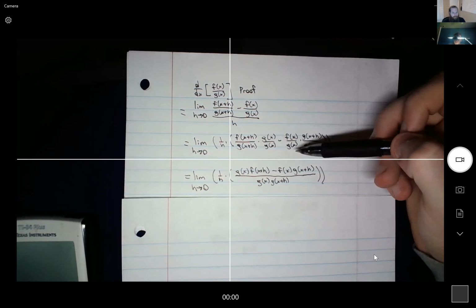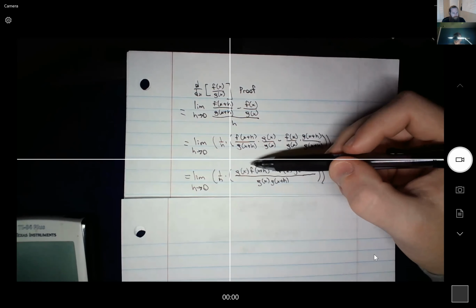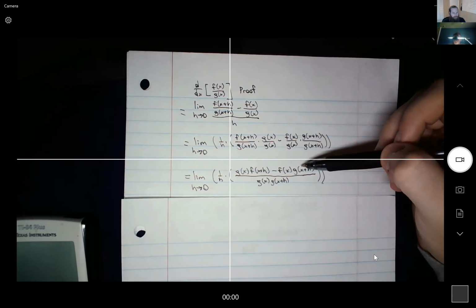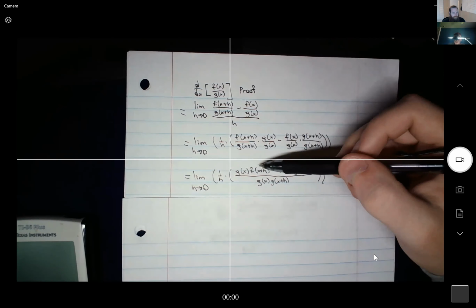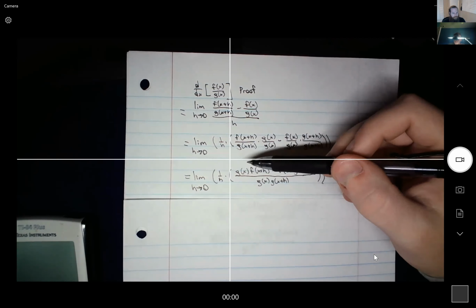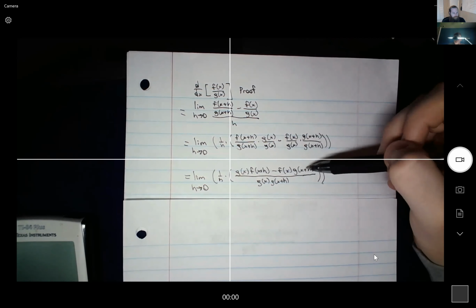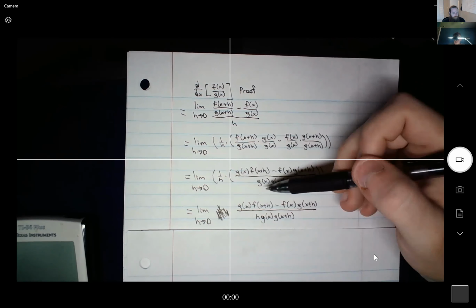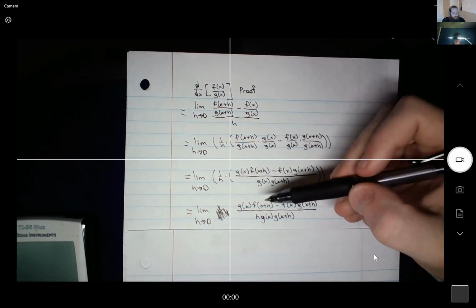Now, since they have the same denominator, you can bring them together. So g of x times f of x plus h minus f of x times g of x plus h. So we're starting to see a pattern of the low function and the derived function and the high function and the derived low function. So you can bring the h back in, and this also shows something else that's very important.